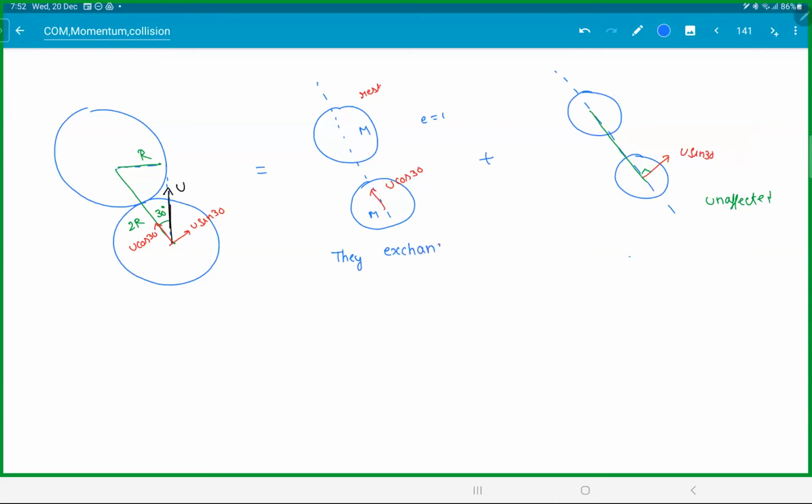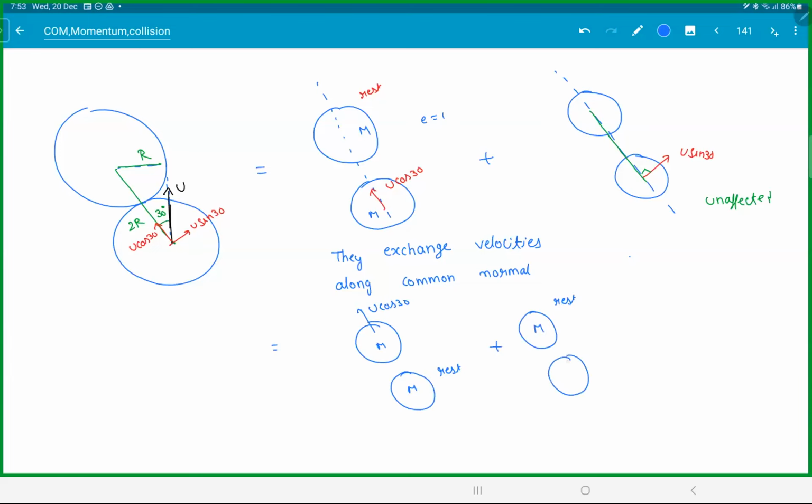So there could be a statement question. If two bodies of same mass collide elastically, the velocities will exchange. It is wrong. They exchange velocities only along the normal. So in this case, this guy will come to rest. This guy will go with u cos 30. This will come to rest. Plus, this is already at rest, perpendicular components. And this guy will go with u sin 30. So your final answer will look like this.